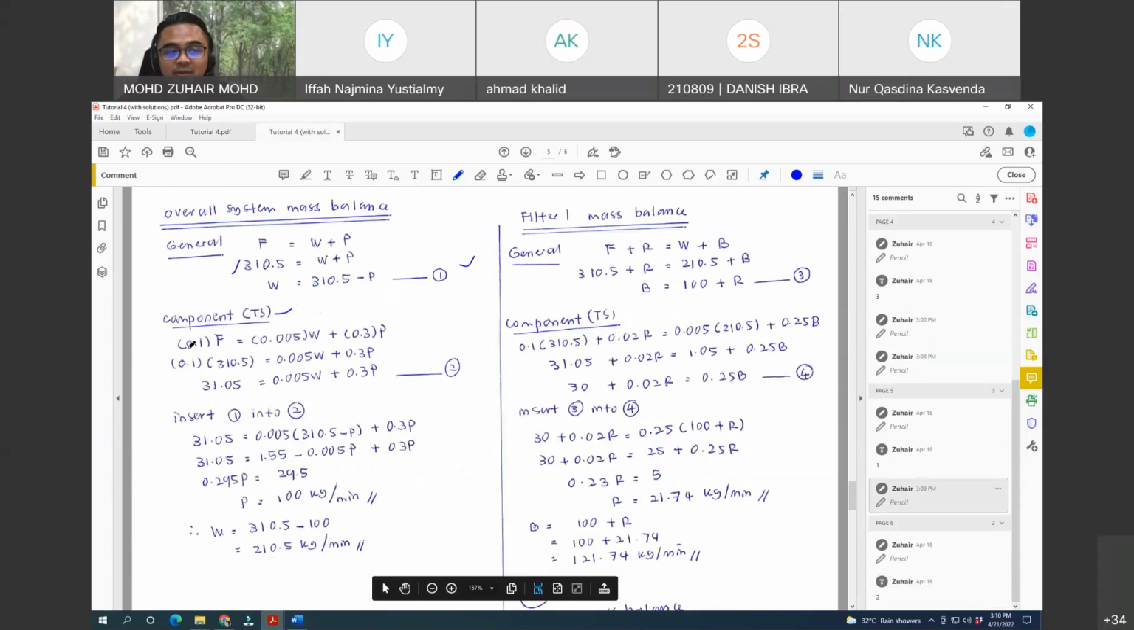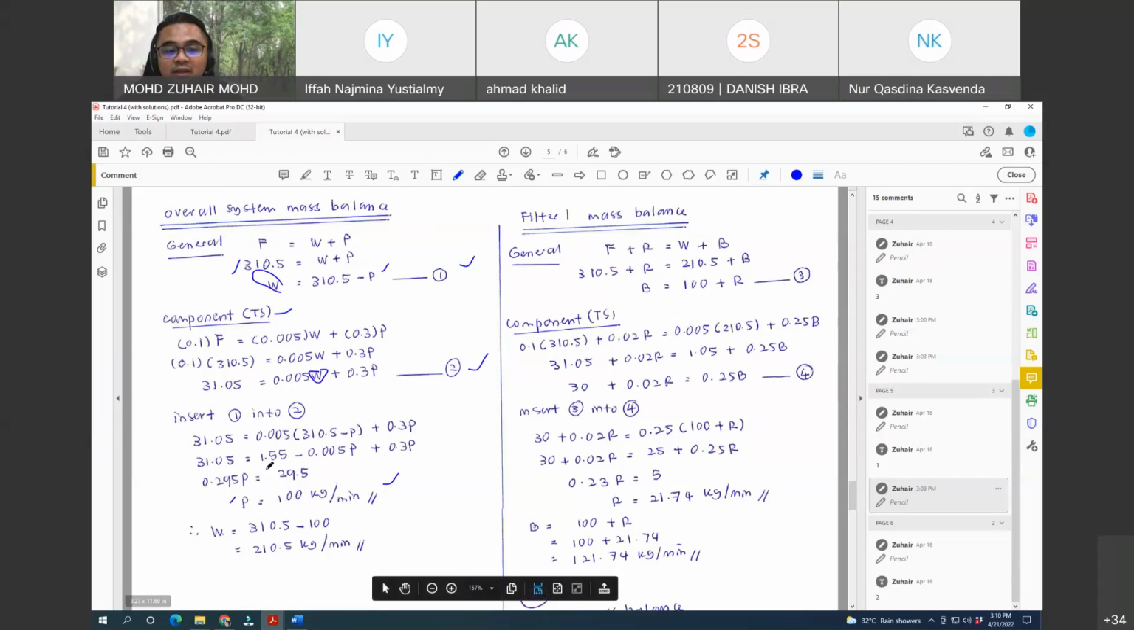For this one, I choose the total solid. So I do some arrangement: 0.1 times F is equal to 0.005 times W plus 0.3 times P. So at the end, we get equation 2. Like a simple simultaneous equation solution, we just insert 1 into 2. So 31.05 equals 0.005 W, and we substitute W with 310.5 minus P. At the end, you're going to get P as 100 kg.